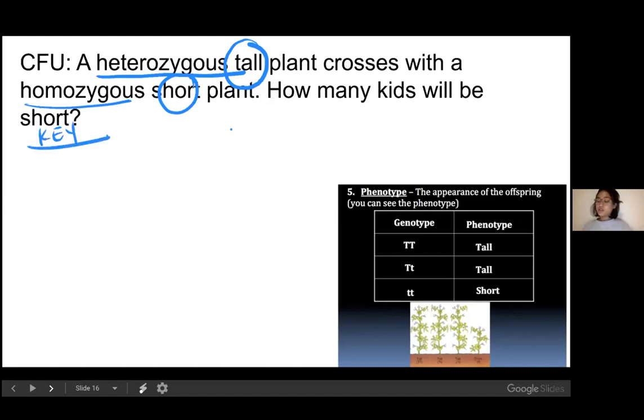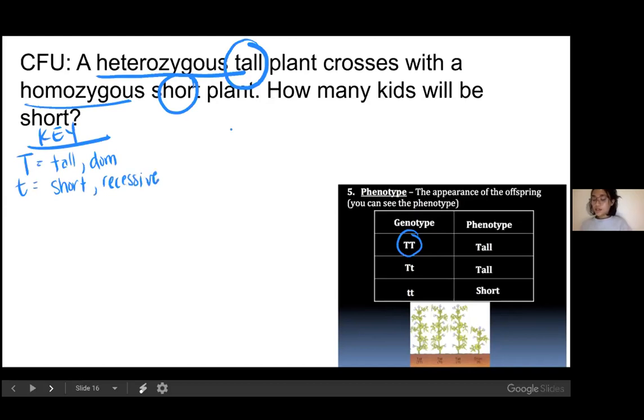So heterozygous tall. So tall is probably, let's look over here. Okay, tall is right there. Tall is dominant. So big T equals tall, and I'm going to write that that is dominant. Little t is going to equal short, and that's going to be the recessive trait.